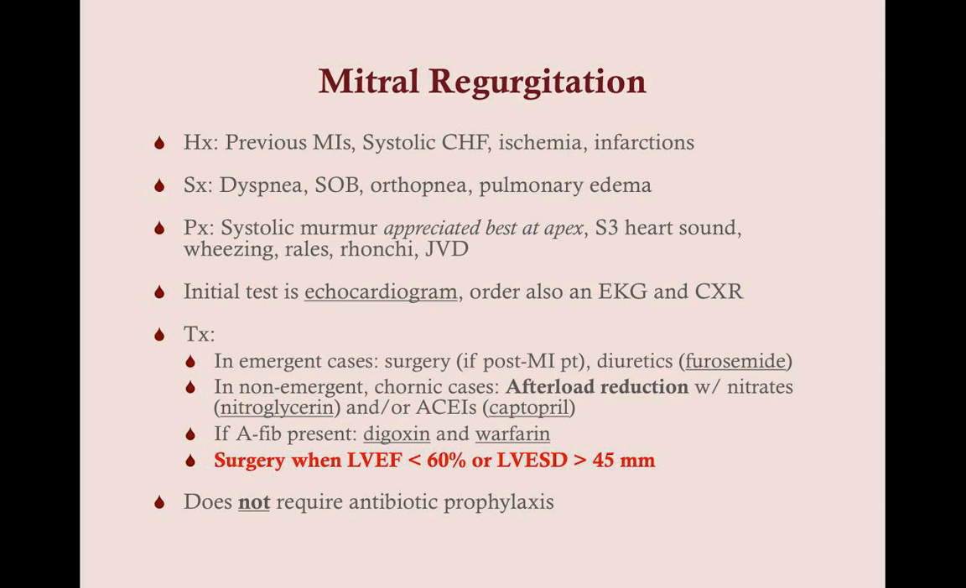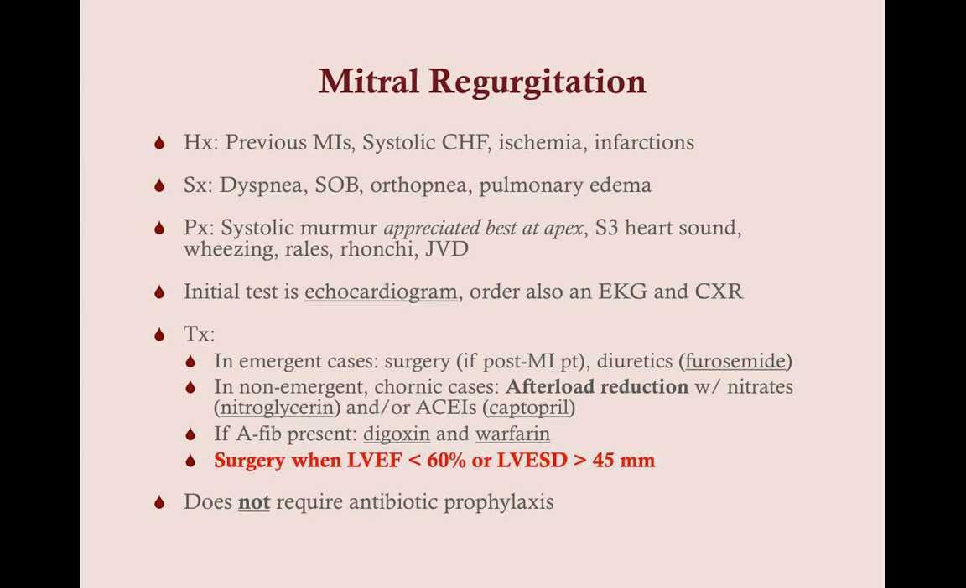In non-emergent cases, in chronic cases where patients come in with dyspnea, shortness of breath, etc., and they have that murmur at the apex, that systolic murmur, we're going to do afterload reduction. So we're going to give these patients nitrates and ACE inhibitors. It's basically the same thing we do for congestive heart failure. So if they're not already on that for congestive heart failure, that's what we're going to do for them. So nitroglycerin and ACE inhibitor, usually captopril. So afterload reduction for a systolic murmur, unlike a diastolic murmur where we use diuretics.